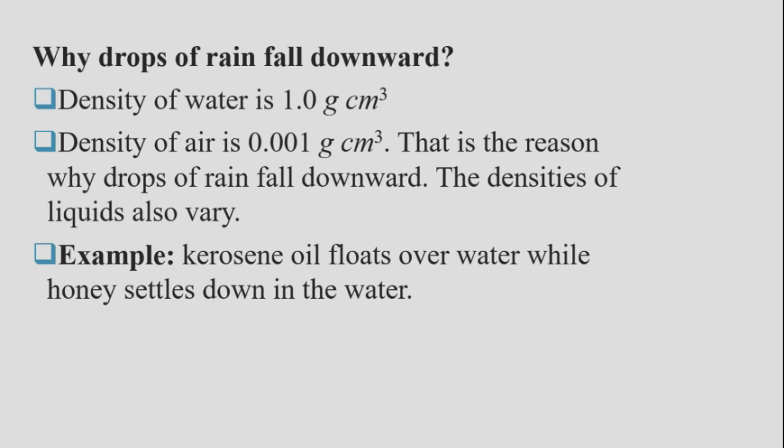The density of water is 1 gram per centimeter cube and the density of air is 0.001 gram per centimeter cube. This is the reason the drop of rain falls downward. The densities of liquids also vary.